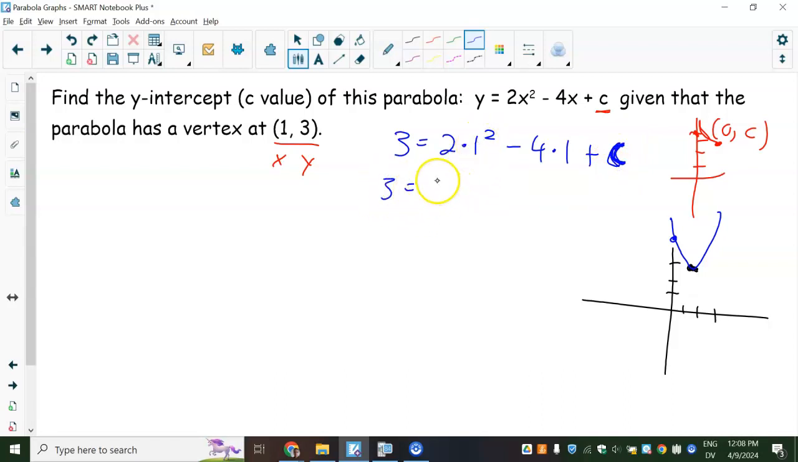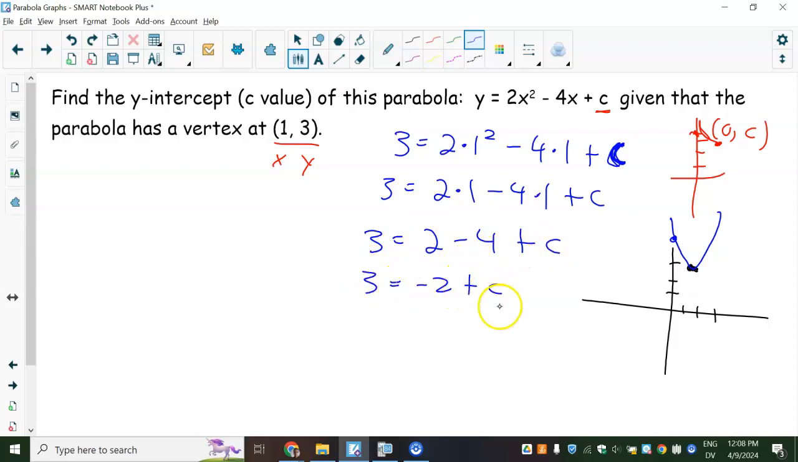So do PEMDAS, do the exponent first. And then from here, multiply. So we'd have 3 equals 2 minus 4 plus c. And then 2 minus 4 is negative 2. Then add 2 to both sides, so c has got to be 5. Which kind of jives with what we thought, right? Based on this picture, something around 5 would be a good guess.